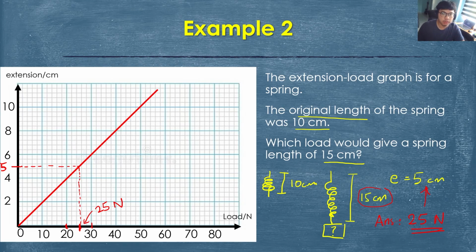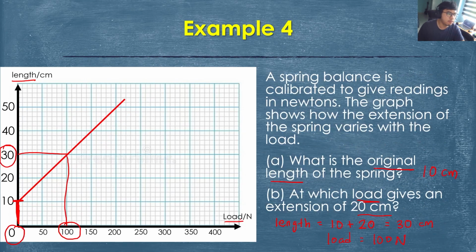The other thing that you need to be careful of is you need to look at the axis. So it should be an extension load graph, but as you can see from example 4, sometimes it's a bit different. Sometimes it's a length and load graph. So when that happens, you have to be very careful.